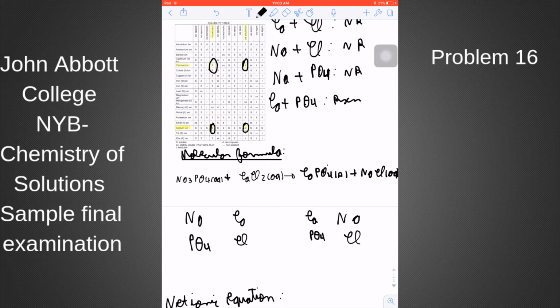So let's try balancing this left side first. So let's add a 2 in front of here, which will give us 6 Na and 2 PO4. And then because we have 6 Na, we're going to have to add a 6 there. Just add a 6 right here. And because we have a 6 there, we're going to need the 6 chloride. But then we're going to have to add a 3 here.